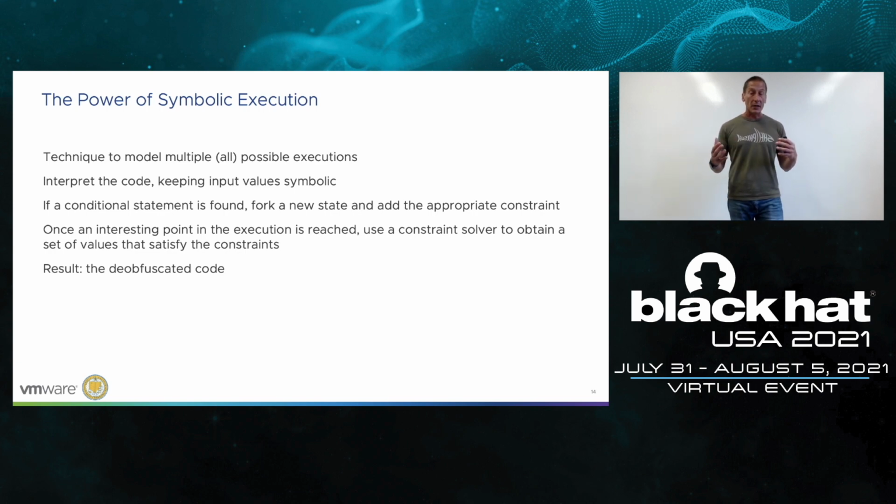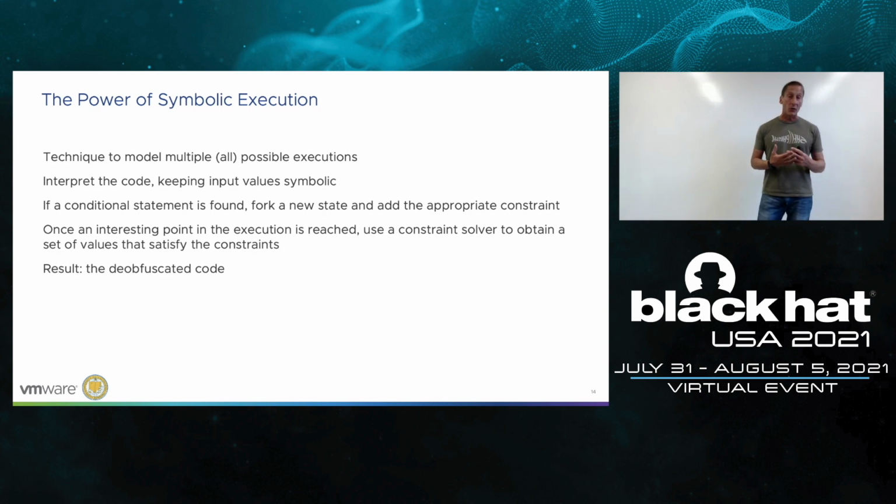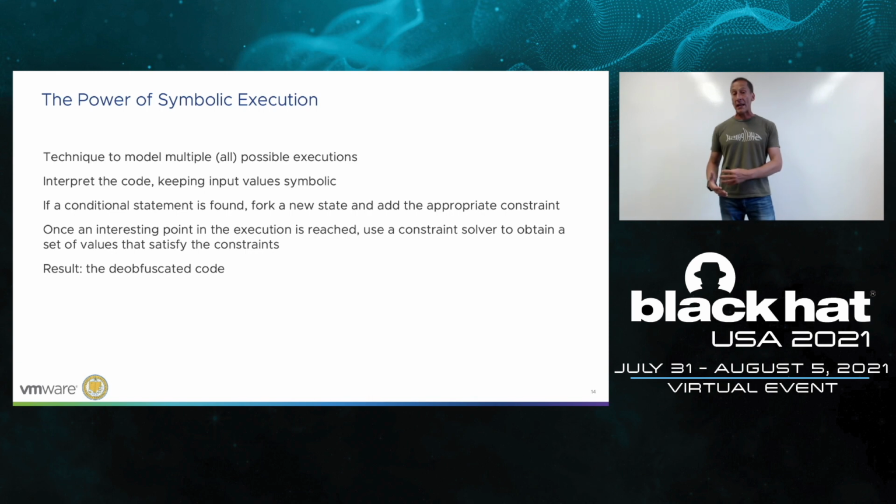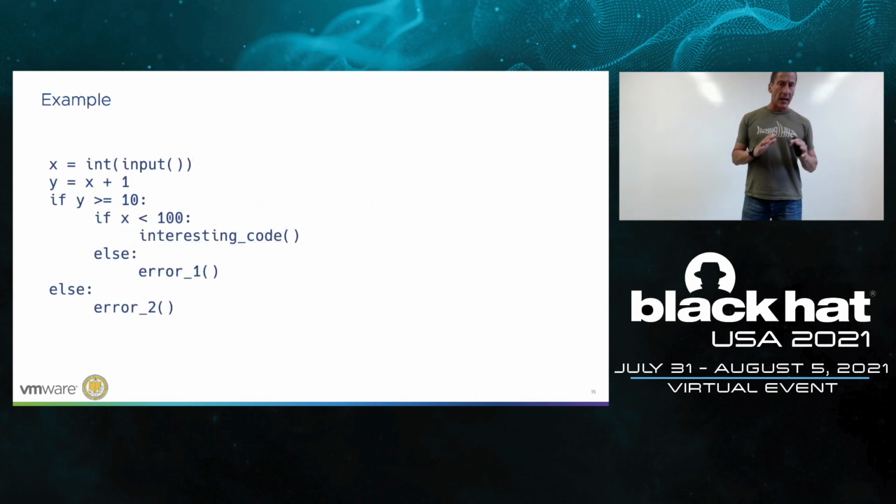At a certain point, you might reach a point of interest in your code, and at that point you can ask a constraint solver to automatically provide you with a value that satisfies the constraints that will take you to that point. And you can use this technique to obtain automatically deobfuscated code. Well, let me tell you a little bit about symbolic execution with this example.